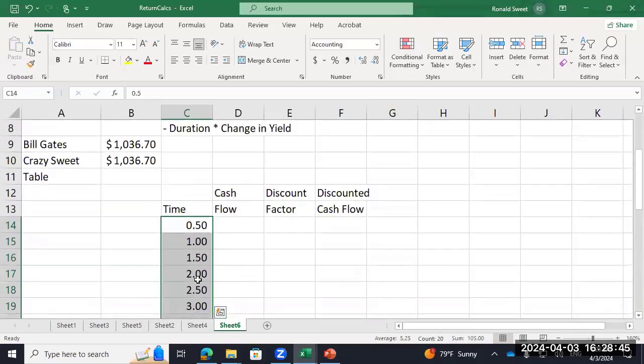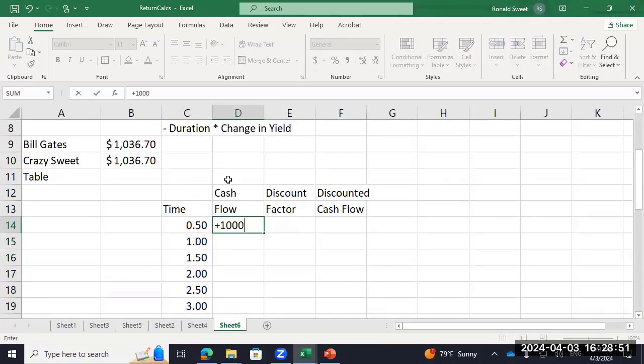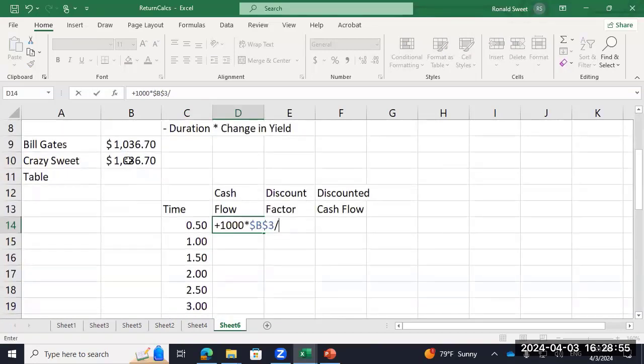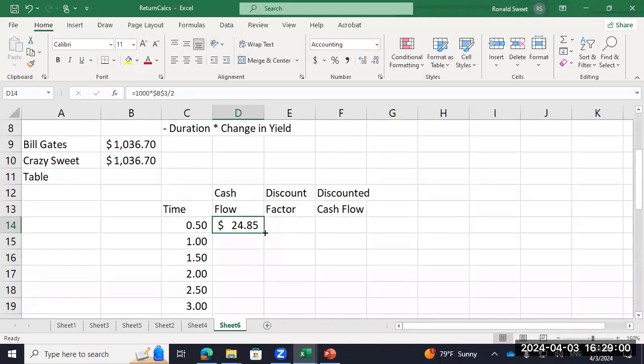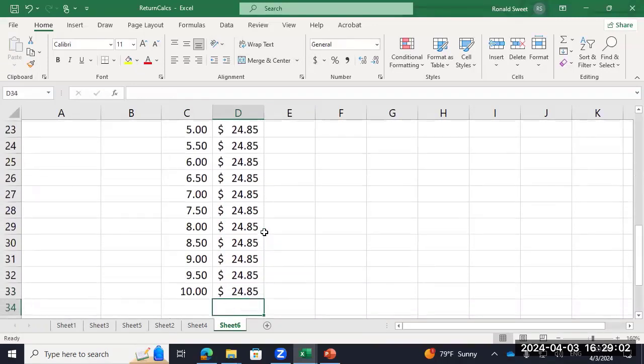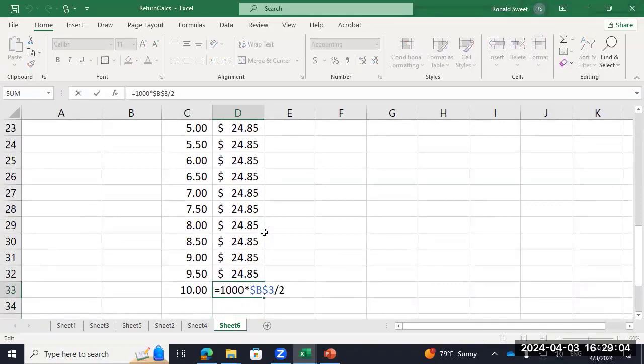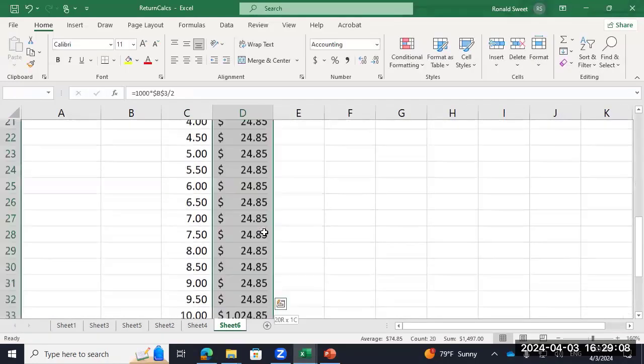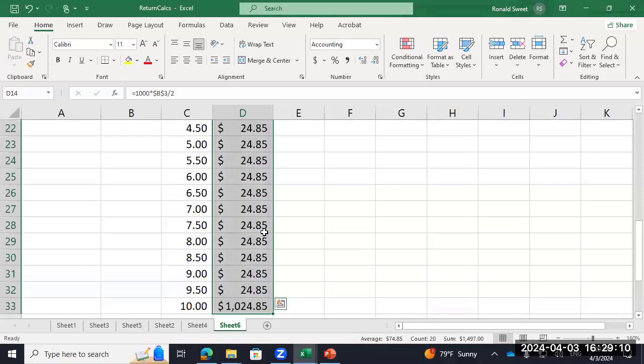On the exam, you'll only go out 2 years. What's our cash flow? Our cash flow is going to be $1,000 times our coupon divided by 2. So 24.85. We'll get that every 6 months, except for the very end, where we'll get our $1,000 back. All right, everybody know how to get the cash flow? Very, very straightforward.